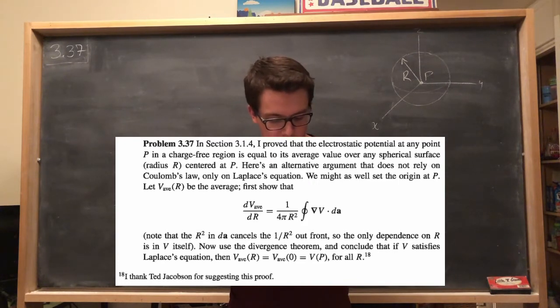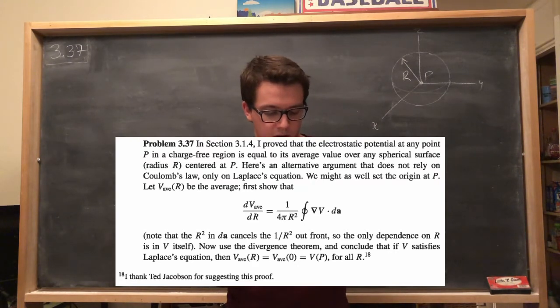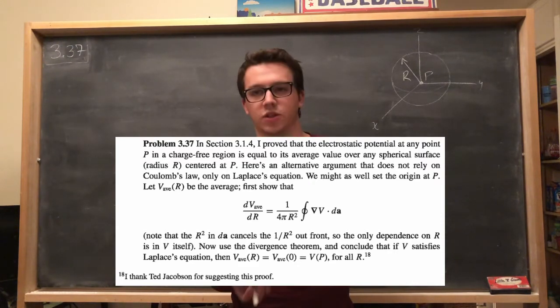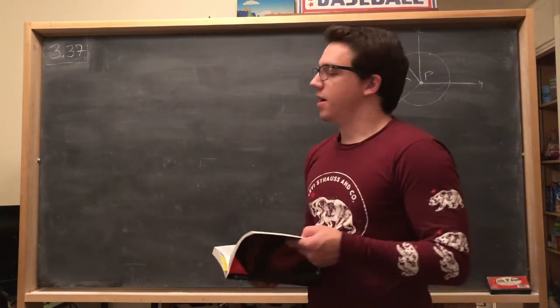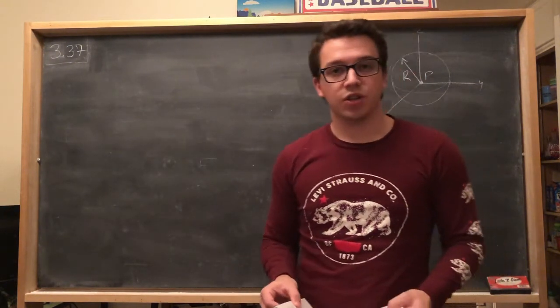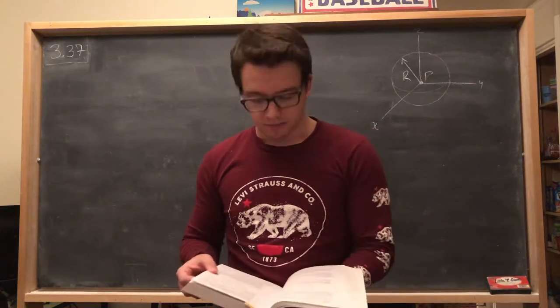Now, use the divergence theorem and conclude that if V satisfies Laplace's equation, then V average of r equals V average of 0, which equals V of P for all r. I thank Ted Jacobson for suggesting this proof. That's the footnote. Wow. Okay. Lot of words, but it's actually not as hard as you might think.